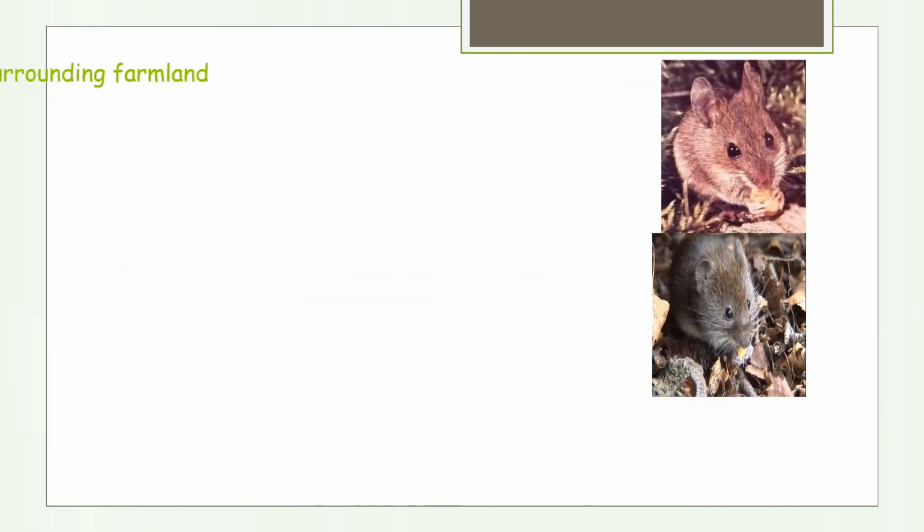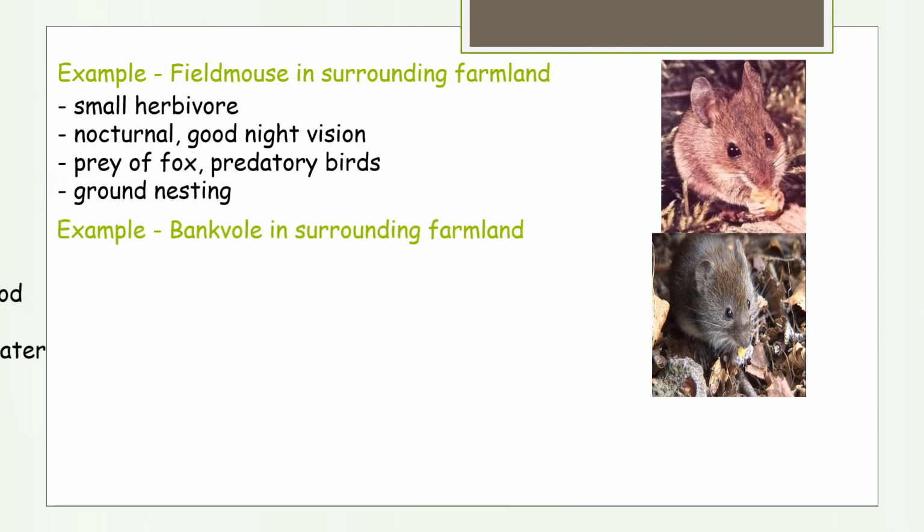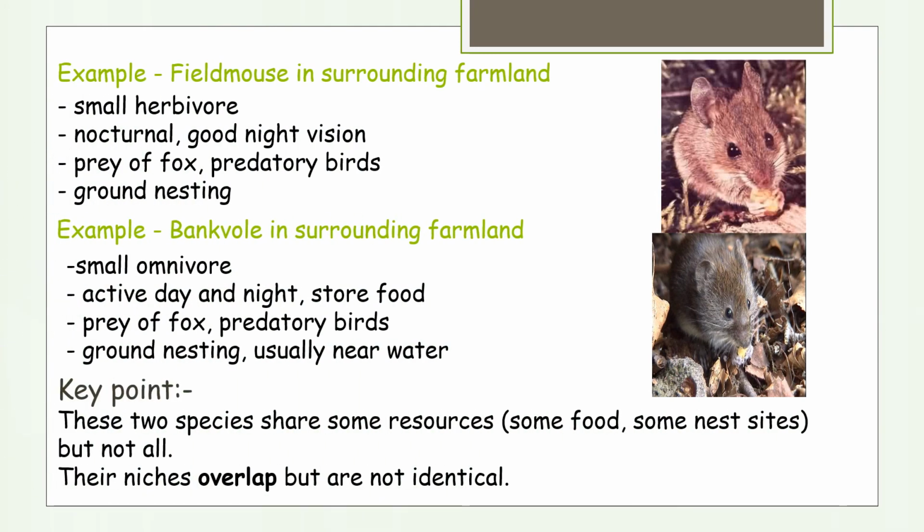So for example, a field mouse and a bank vole in surrounding farmland. A field mouse is a small herbivore, so it only eats plants. A bank vole also eats plants, but it can eat animals. A field mouse is nocturnal, so it is active at night. A bank vole is also active at night, but is also active during the day. They're both prey to foxes and predatory birds, and they both ground nest, but the bank vole's is usually near water. So the key point is these two species share some resources, so some food and nest sites, but not all. So their niches overlap but are not identical.